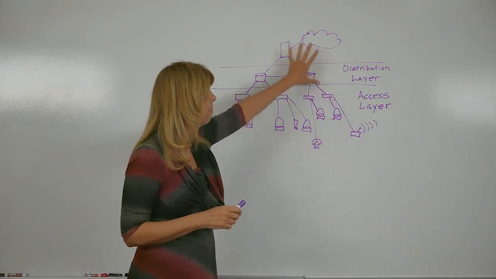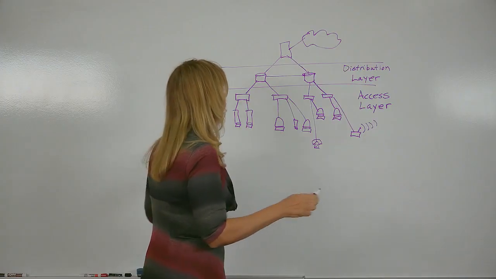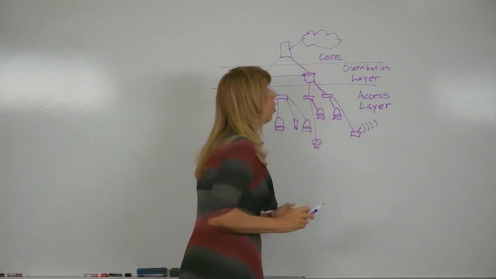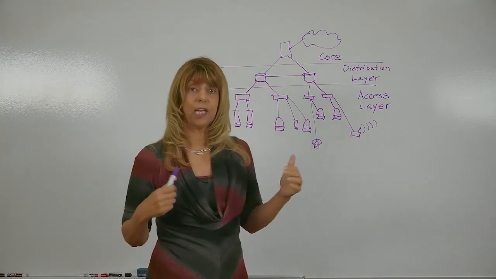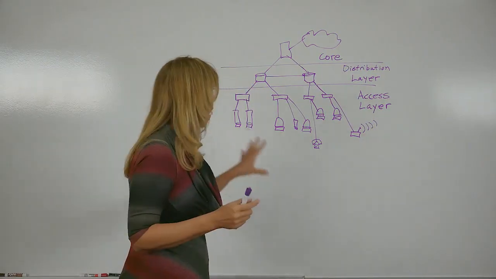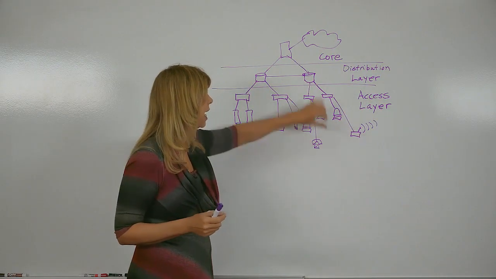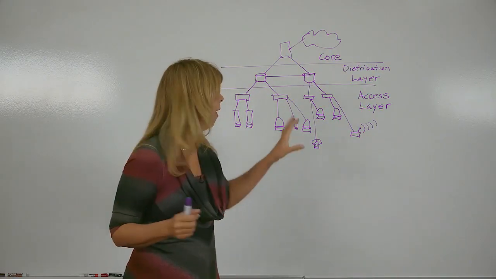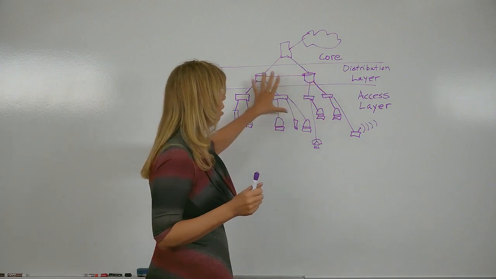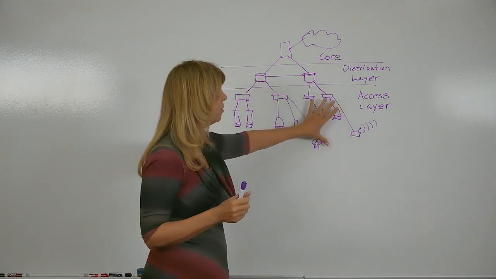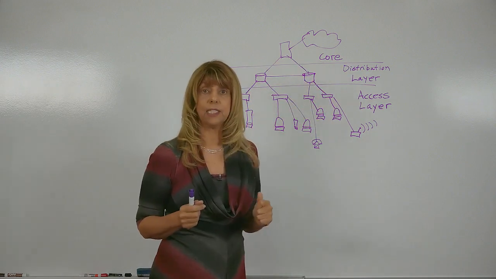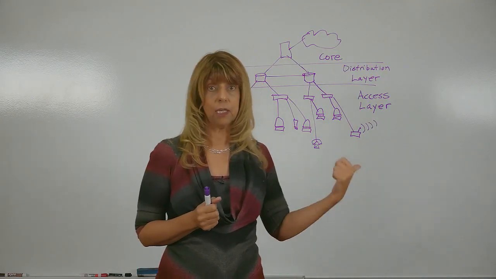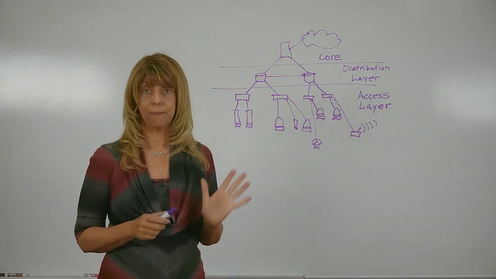Now, above all of that is the core layer. The core layer is responsible for the high-speed processing. So in this case, we have all of our users that need to get to the internet. So our core layer is going to take care of aggregating all of the traffic that's coming from these various devices and making sure that it efficiently is transmitted across the WAN links to the internet.